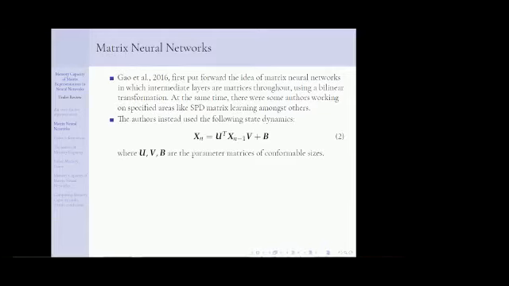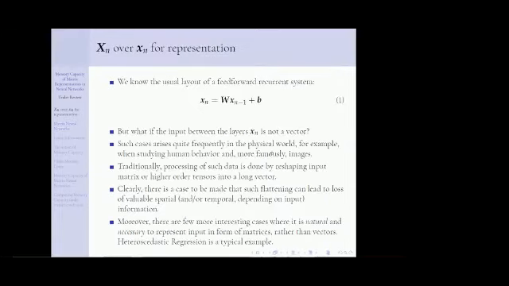So the authors Gao et al. in the 2016 paper use this transformation. You can see it is a direct generalization of vector neural networks to matrices. The U, V, and B are the parameters here. In equation 1, we had W as a parameter, which takes the state at the previous time and converts it into the state vector for the next time, plus this bias.